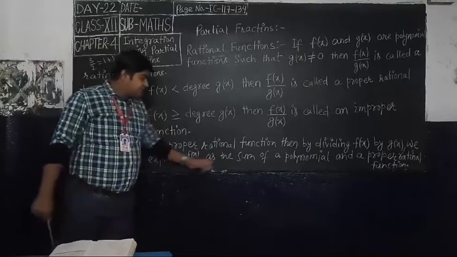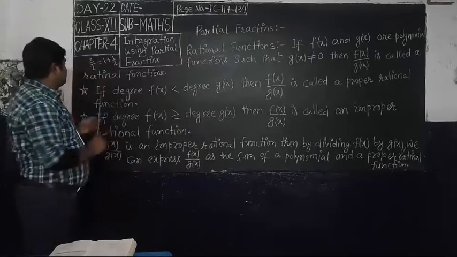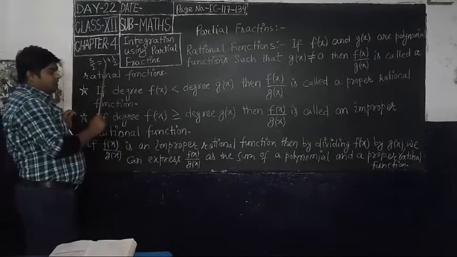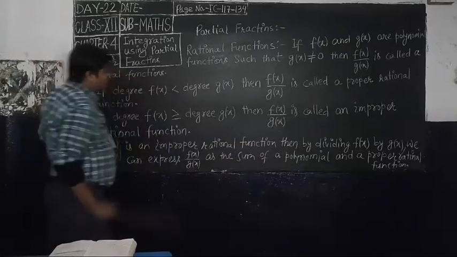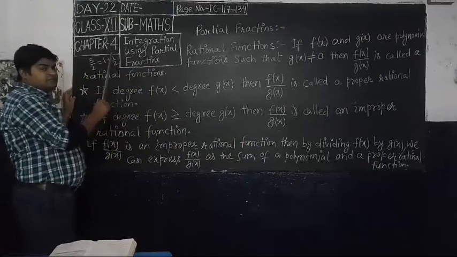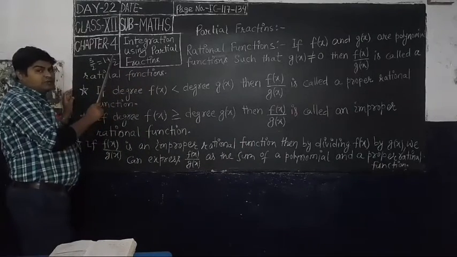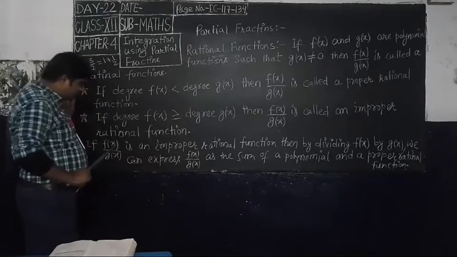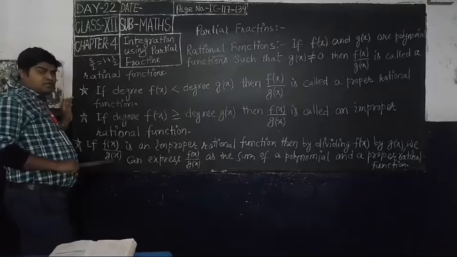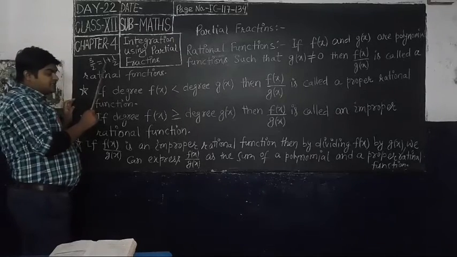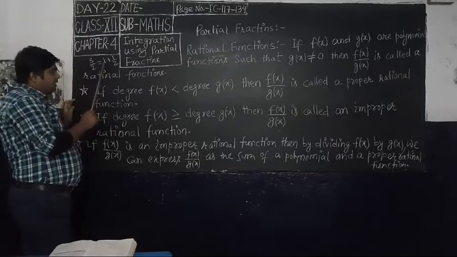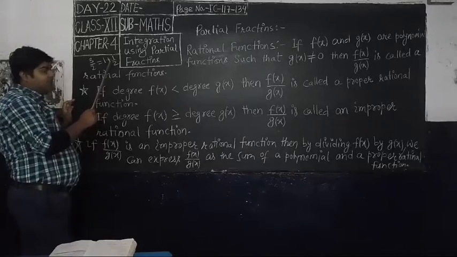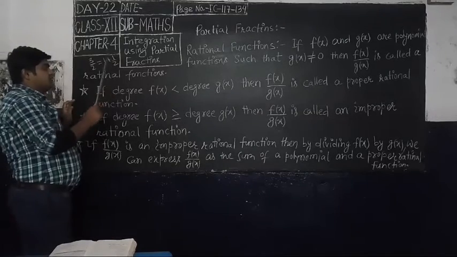then it can be expressed as the sum of a polynomial and a proper rational function, in which a quadratic polynomial is over a cubic polynomial. So when you divide a cubic polynomial by a quadratic polynomial, it can be written as the sum of a polynomial and a proper rational function.